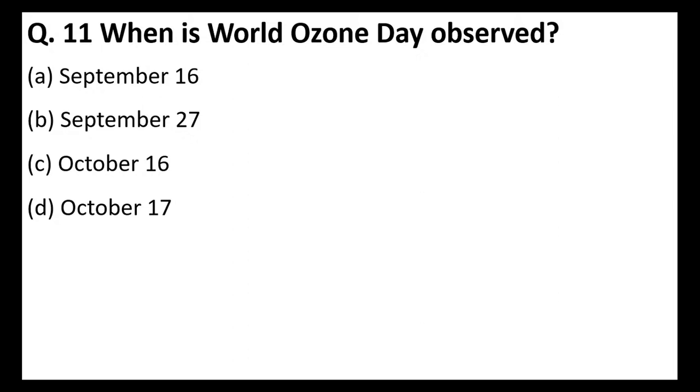When is World Ozone Day observed? They are asking here: 16th September, 27th September, 16th October, or 17th October. The right answer is option A, 16th of September. Last month we saw World Ozone Day. Ozone is the gas that protects us from ultraviolet radiation of the sun, and it is a very important gas in the stratosphere.